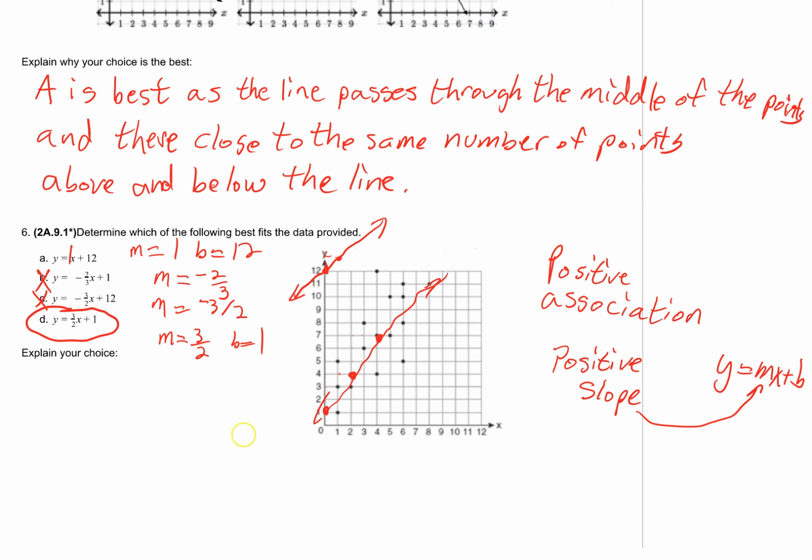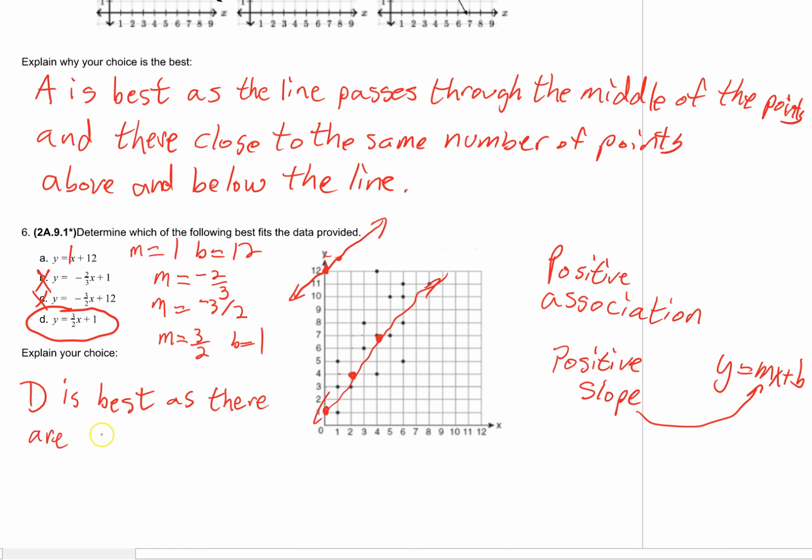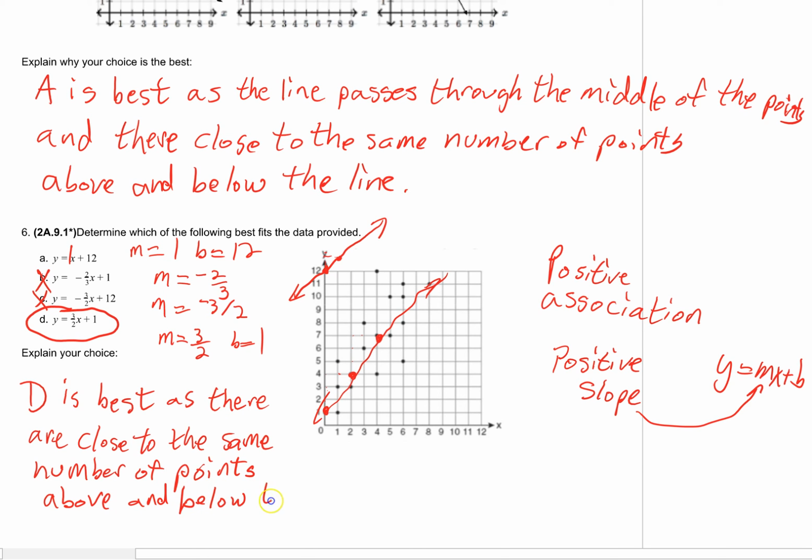So explain your choice. D is best. Here's something that we can write as a general rule of thumb: there are close to the same number of points above and below the line. And that's such a great reason, a great justification to help out.